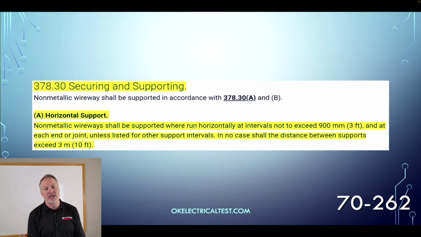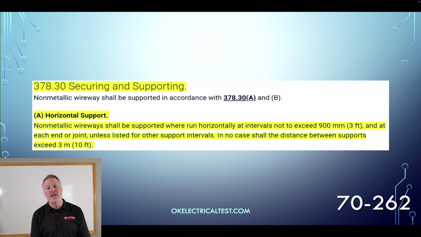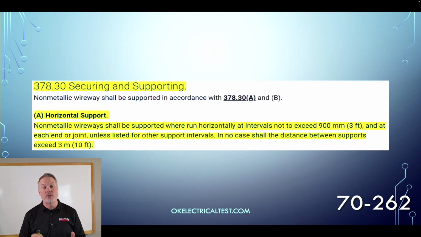378.30, we've got securing and supporting for non-metallic wireways. They need to be supported every 3 feet horizontally, right? And then also at every end and joint. And in no case shall that distance between the supports be more than 10 feet.